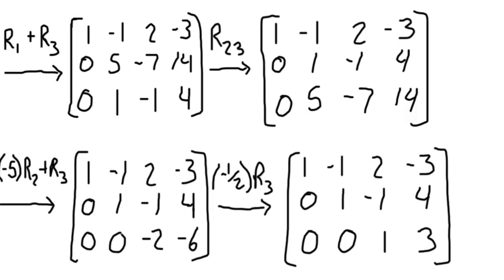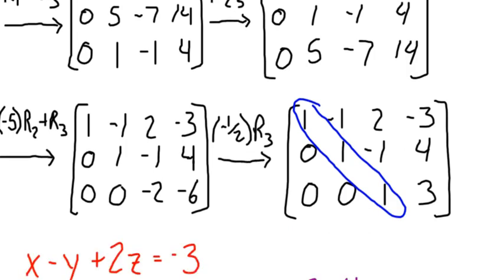Now we're going to multiply row 2 by negative 5 and add that to row 3. So row 3 becomes 0, 0, negative 2, negative 6. We're going to take that matrix. Now we're going to multiply row 3 by negative 1/2 so we can get that coefficient to be 1. And if we do that operation, now we are in row echelon form. All of the values along that main diagonal are 1. Everything below that and to the left are 0 entries.